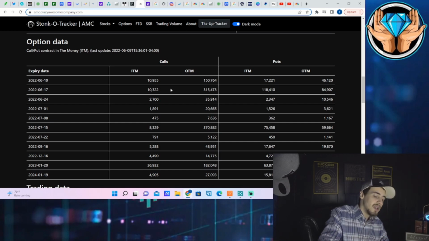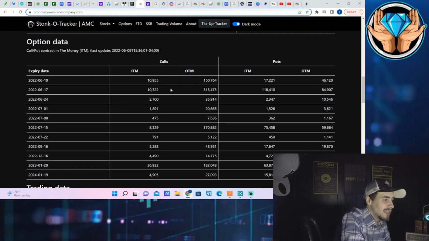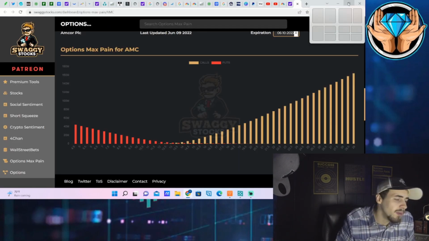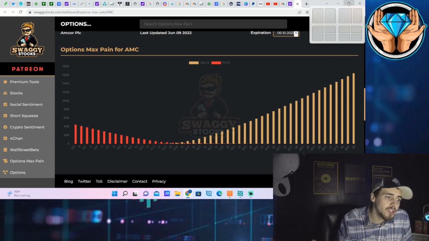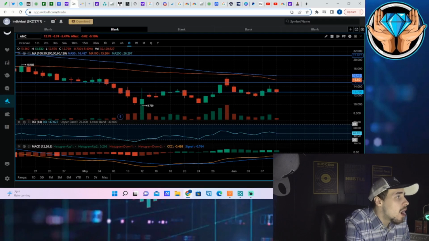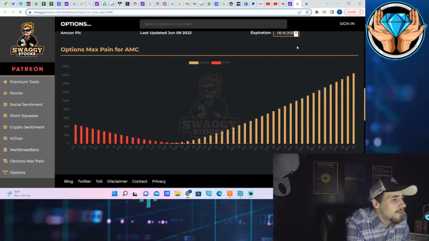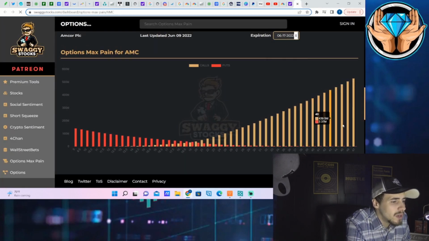So what that means is you're probably going to see more buying pressure than not when the stock does start to go up and especially break out of key levels. Now, if we take a look at the max pain, this is very, very interesting. For tomorrow, the max pain is $13 per share, around where we are currently sitting. We're at $12.78 per share. And if we look at the max pain for next week, that is at $18 per share.